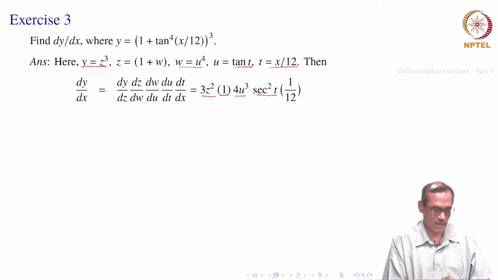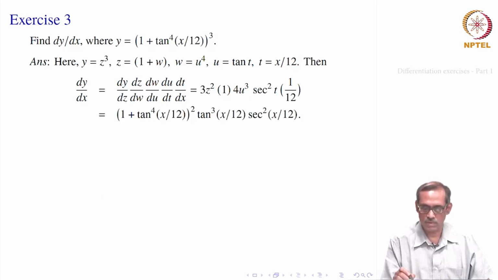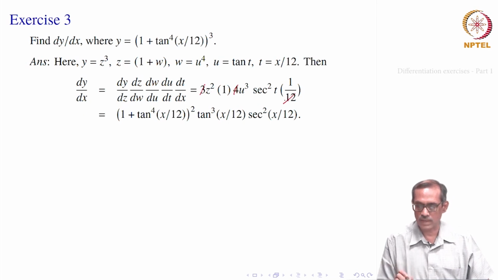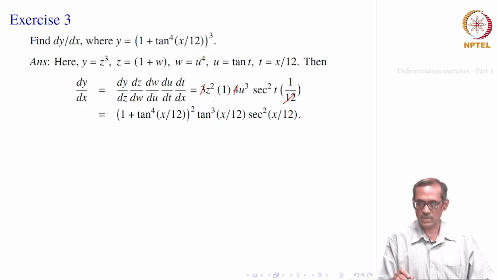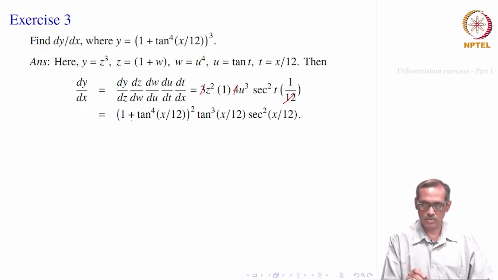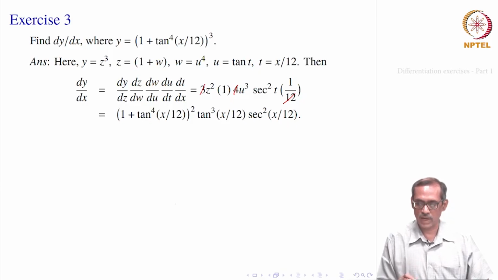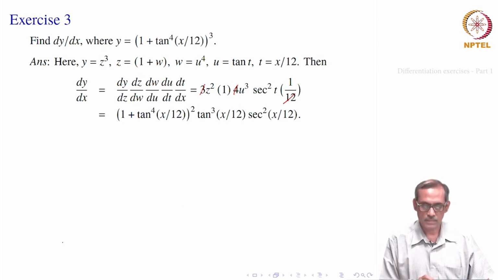Then you substitute their values to get the answer, where z is 1 plus tan fourth x by 12. So, it will be 3, and this 4 cancels with 12. So, we have cancelled it. What remains is z square u cubed secant square t. So, z square is 1 plus tan fourth x by 12 whole square, u cubed is tan cubed of x by 12 and secant square t is secant square x by 12.